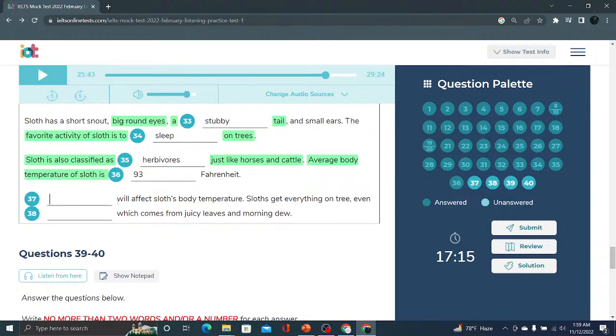Something will affect a sloth's body temperature. So maybe they will talk about the effect that will affect a sloth's body temperature.